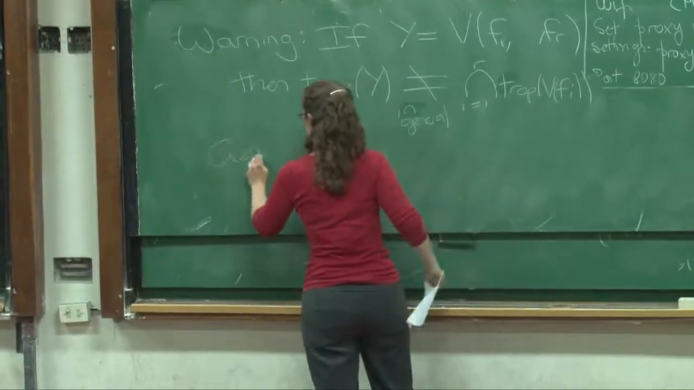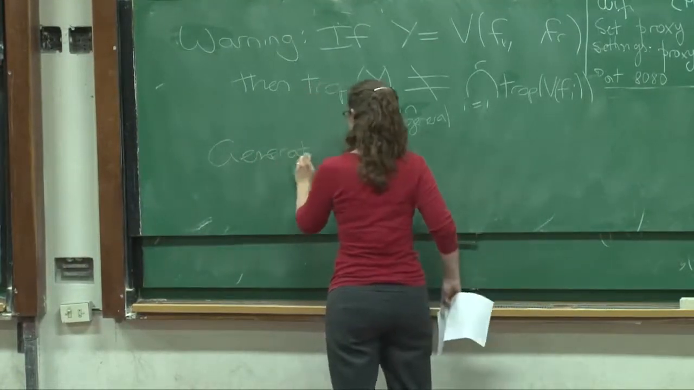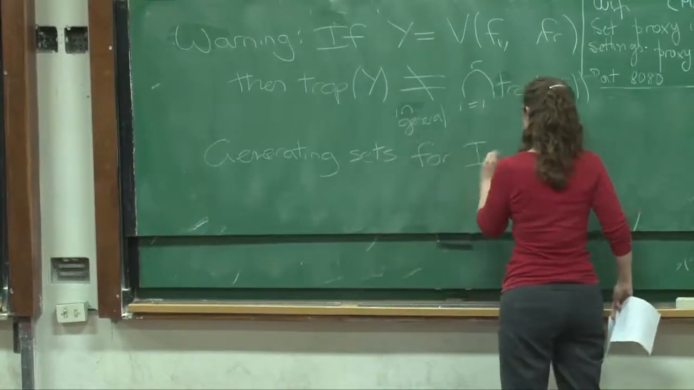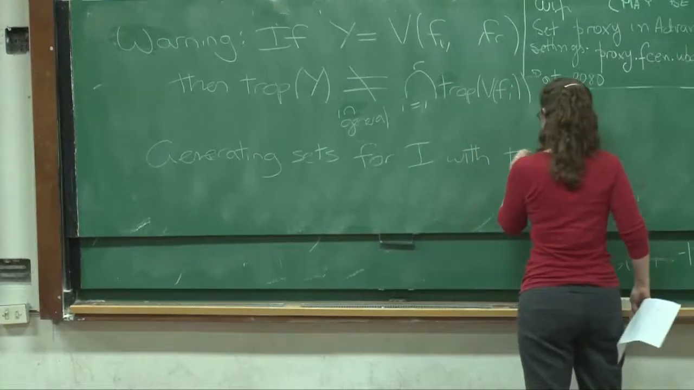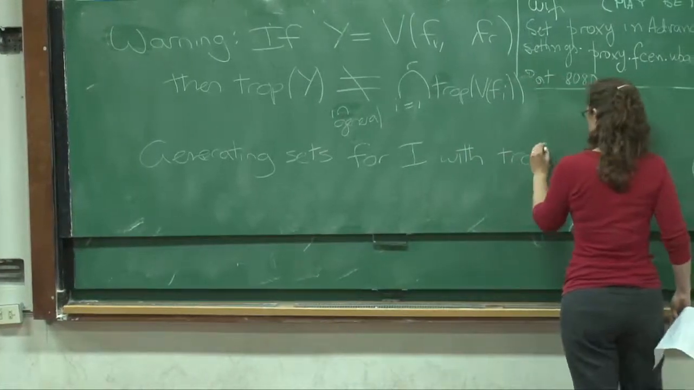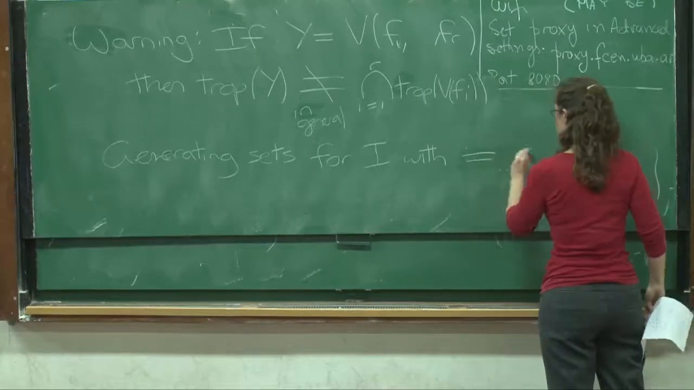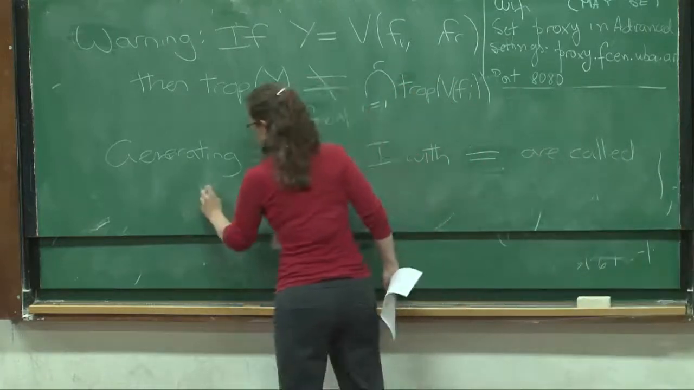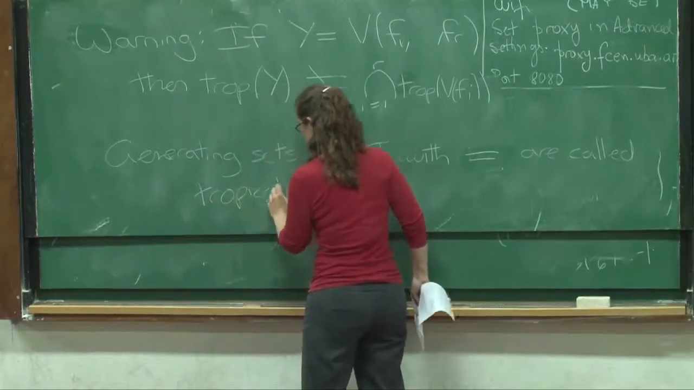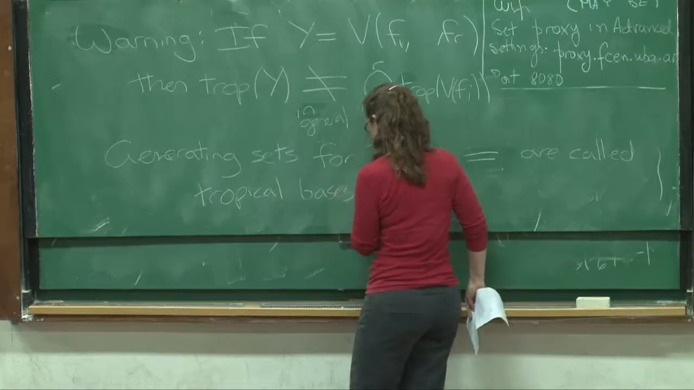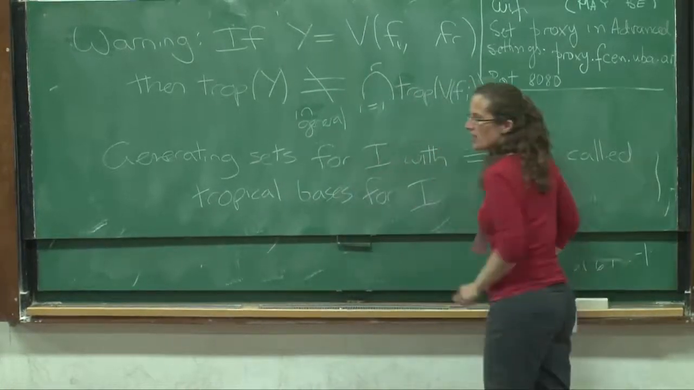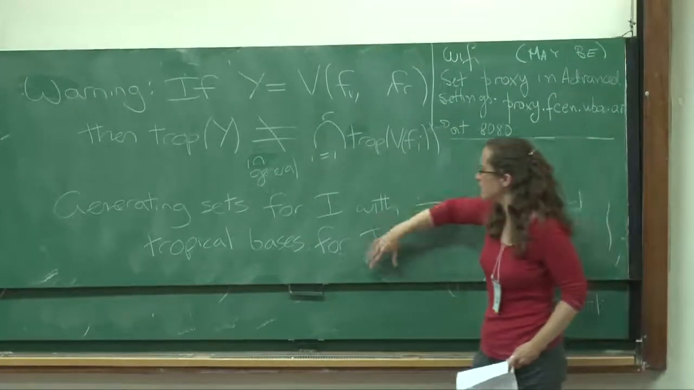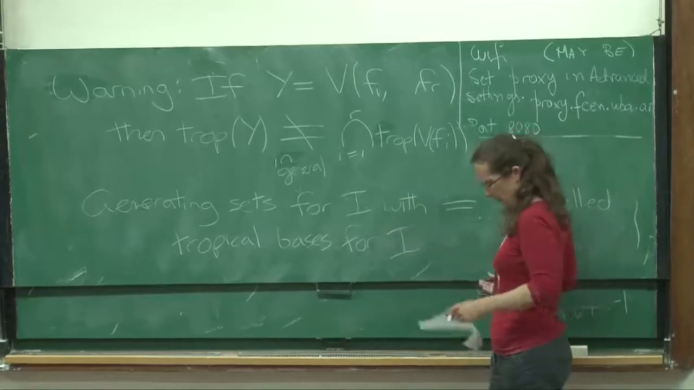So generating sets for I with trop Y equal to the intersection, where we have equality, are called tropical bases. And this might be more than a minimal generating set. So if you're familiar with Gröbner bases, this will be a phenomenon you've seen before.